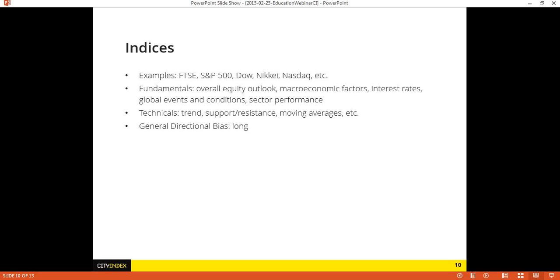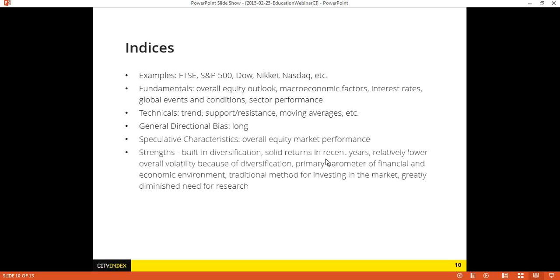Although that's not to say that these can't go down. Of course they could go down, but the general bias is to the upside on the indices, whereas it's not for the currencies and commodities. Okay. As speculative characteristics, overall, we're looking for overall equity market performance.